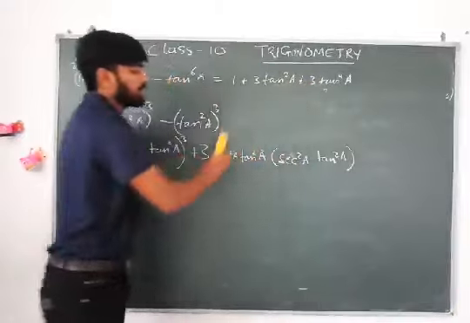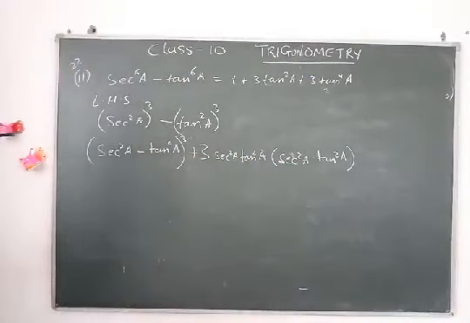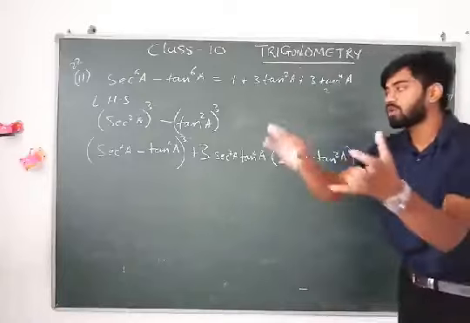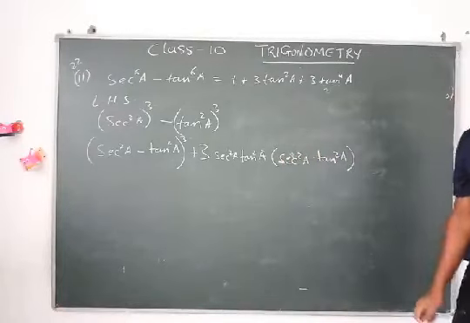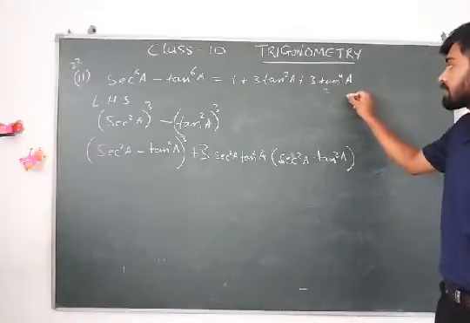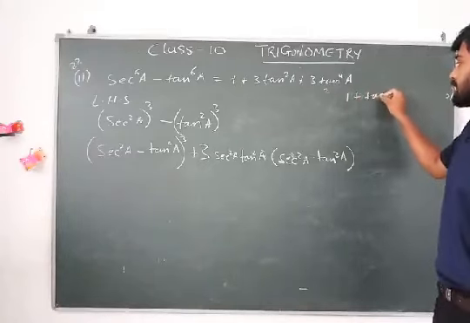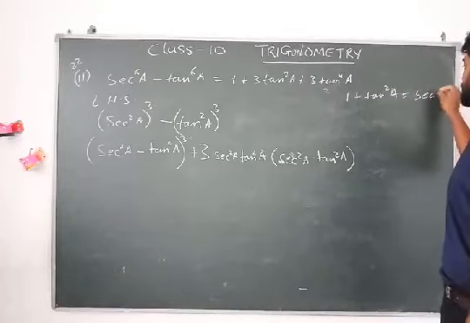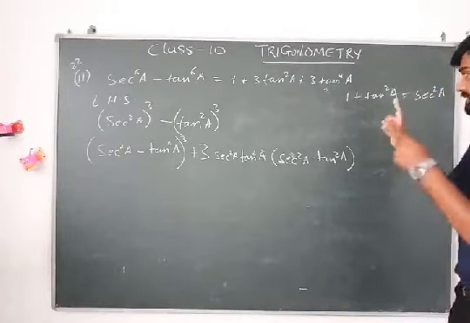Now you might be thinking, sir, it's getting very complicated. Sir, I don't know what's happening. Let's not make it that complicated. You might be thinking that. But right now, just remember this. You're not making it complicated. You're simplifying it, because you know one of the formulas. One of the formulas says that 1 plus 10 square A is equal to sec square A. Right? This is one of the formulas.